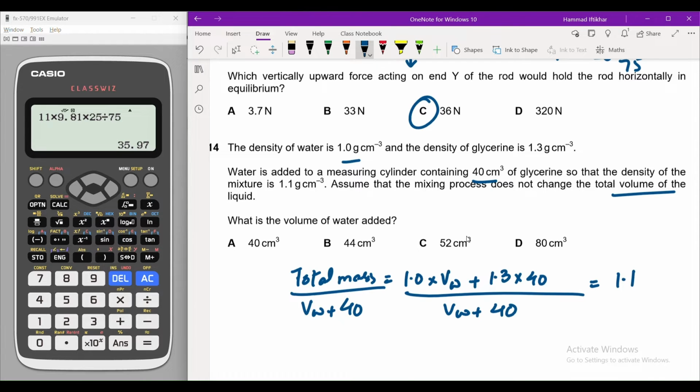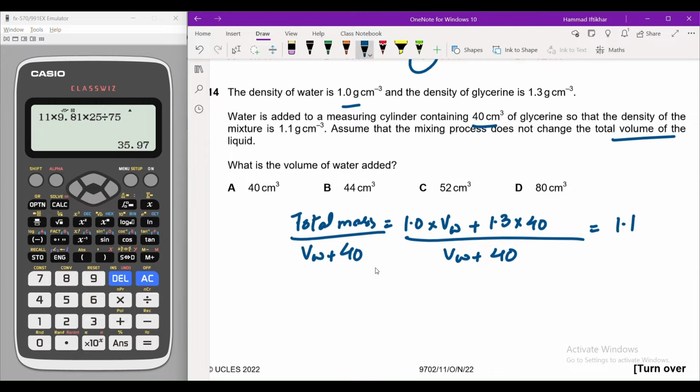Now let's solve this equation, because we just have one unknown here. So this becomes volume of water plus 1.3 times 40, which is 52, equals 1.1 times volume of water plus 1.1 times 40. Sorry, 1.1 times 44.